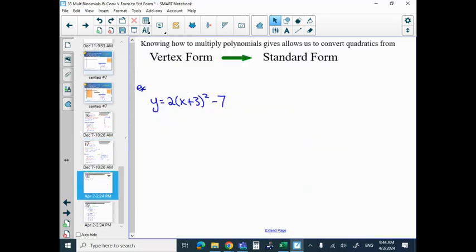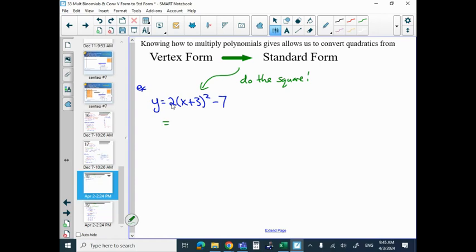And the final step for this is we can use this new knowledge we have to convert to standard form. So when we go to convert to standard form, we just have to do the square. So when you do the square, that obviously just means x plus 3 times another x plus 3. And you'll see why I showed what happens with that number out front, because we need to have one of those numbers out front here like that.